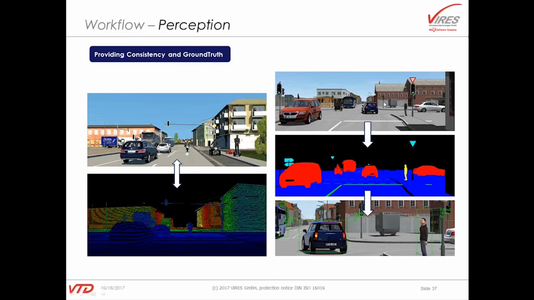The good thing is if we do the simulation in the virtual domain, of course we all know where all objects are, so we can provide you with semantically annotated or segmented pictures, so you have a ground truth for your image processing, and you can also have information like bounding boxes, etc. And the left side again shows that, of course, we can provide more or less consistent information.